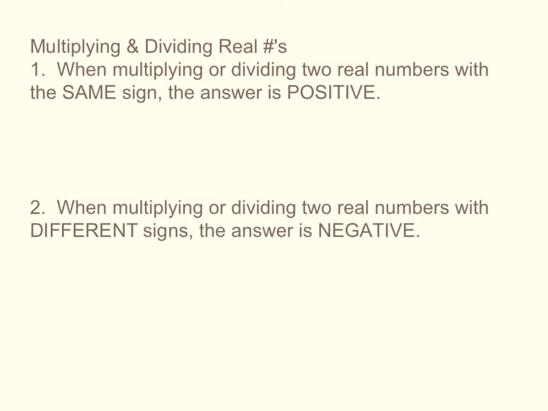If you'll remember, when you multiply or divide two real numbers with the same sign, the answer is positive. And the key here is two real numbers with the same sign. So for example, negative 4 times negative 2 is positive 8. And also positive 4 times positive 2 is positive 8. So in the first example, there were two negatives. When I multiplied those together, it made a positive answer.